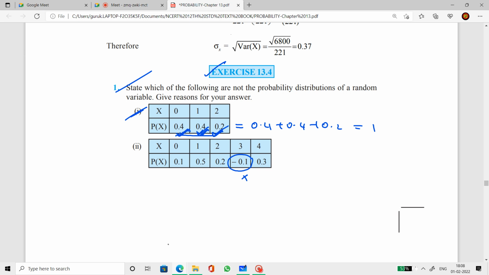Then, two, see whether the total probability is 1. The total probability is also 1. So both the conditions are satisfied. So this one is a properly defined probability distribution function of a random variable. Next, if you see, when x is 3, p of x is minus 0.1, which is negative. And therefore probability cannot be negative, so this is not a properly defined probability function.